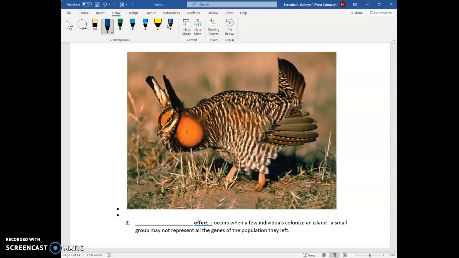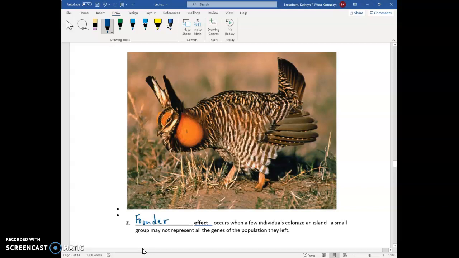So this is what happens when you go through a bottleneck. So many of these birds were killed that they didn't survive. Okay, they actually did survive. We'll hear about them in just a minute. The founder effect is very similar to a bottleneck.